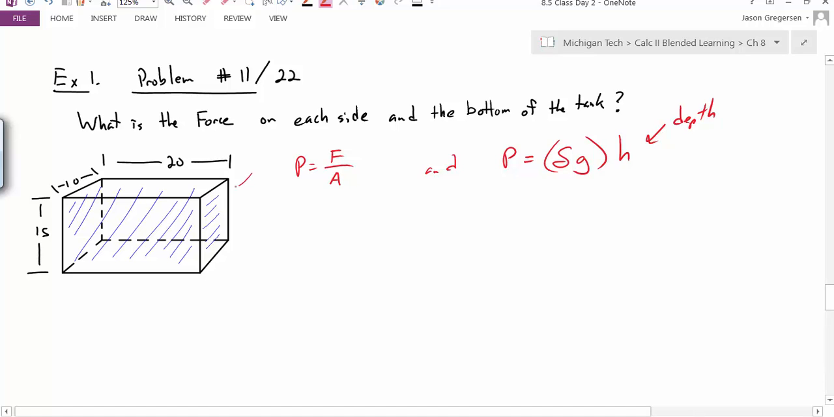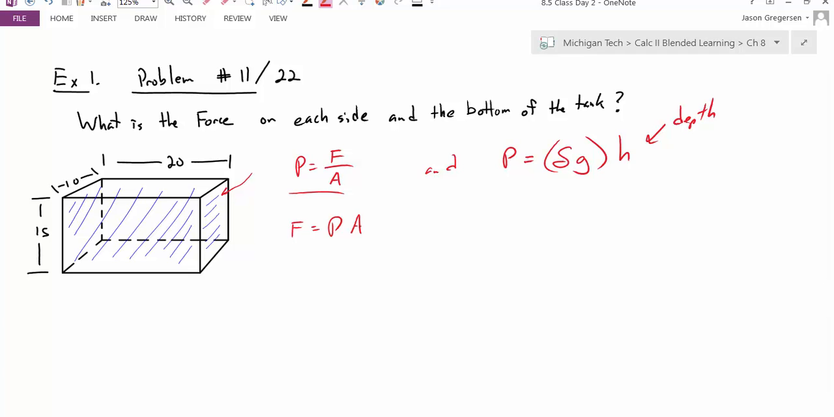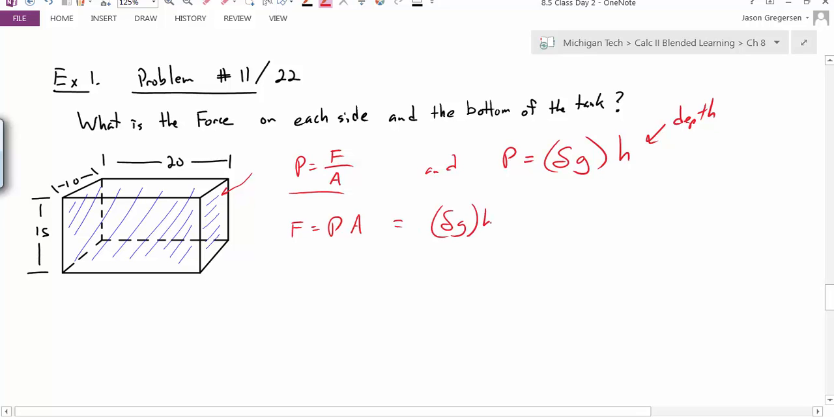All right, so I'm going to start with this side right here, this face. I want to find the force that's being exerted on that face. So I'll take my equation here, solve it for force, and then I have the pressure and the area, and I can just multiply these things, right? Delta G H times 150. How does that sound? Can I do that? Can I take density times gravity times H times 15 times 10? Why not?